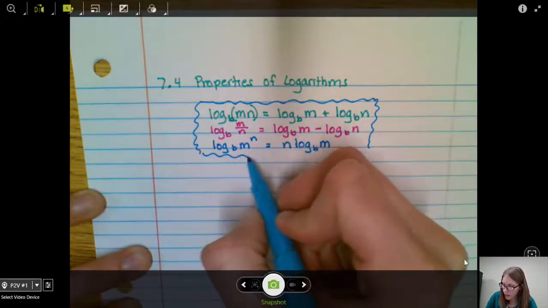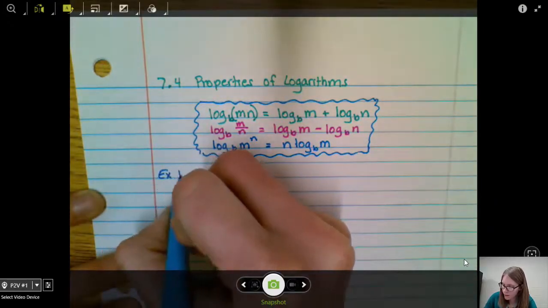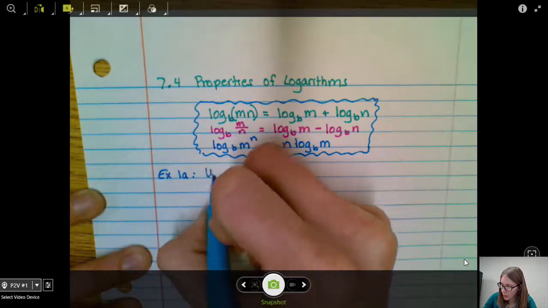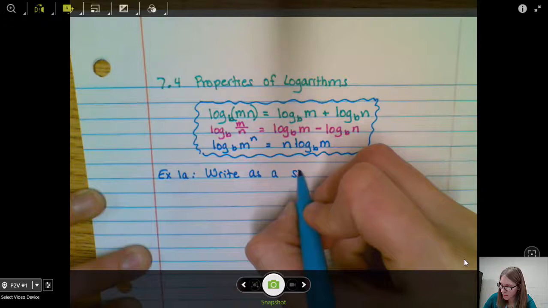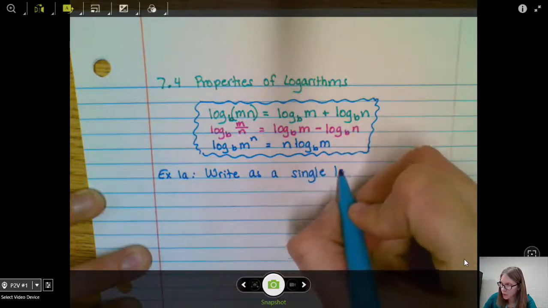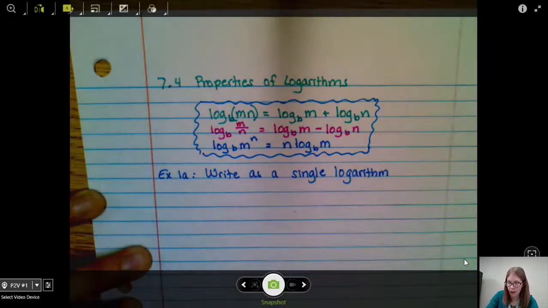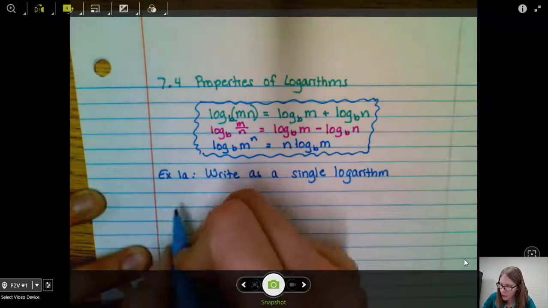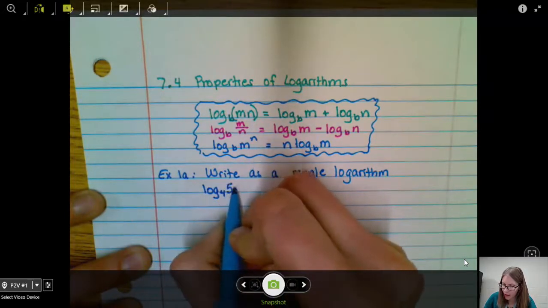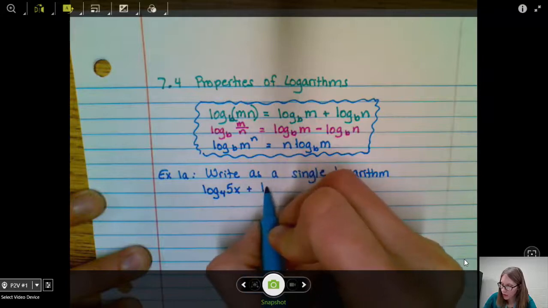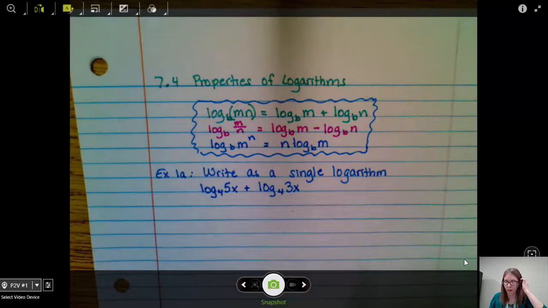So this first example, example 1a, we are going to write as a single logarithm using our logarithm properties. And our first example, let's write the log base 4 of 5x plus the log base 4 of 3x. We want to write as a single logarithm.